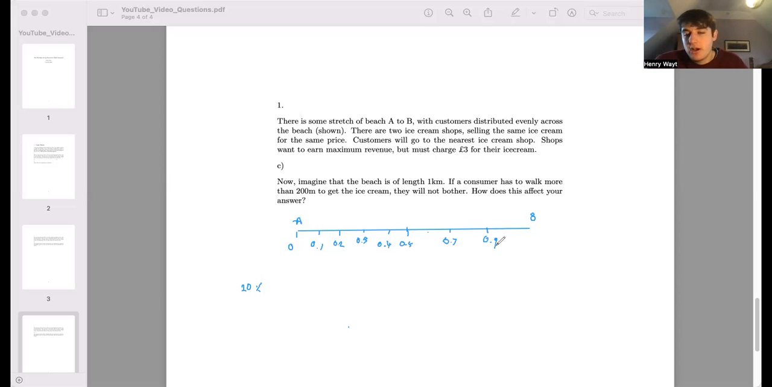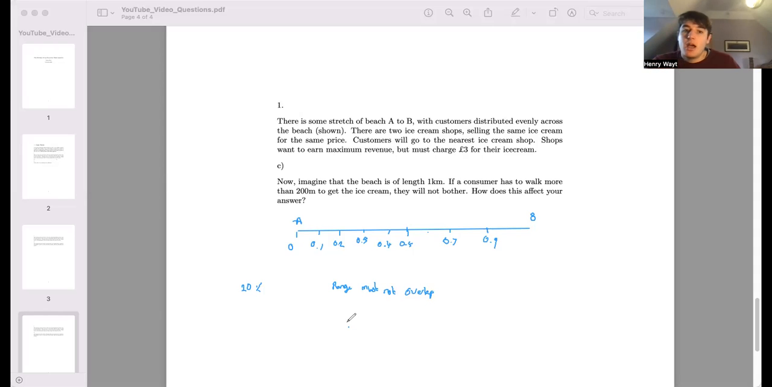So how do we define where all these equilibria are going to be? Well, we can define them through a set of rules, which is, we know that the ranges must not overlap.